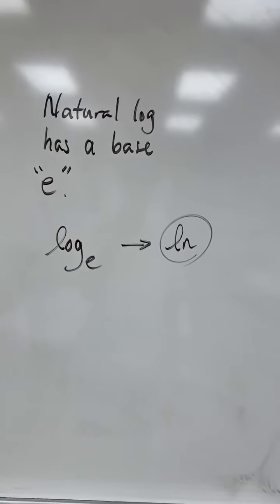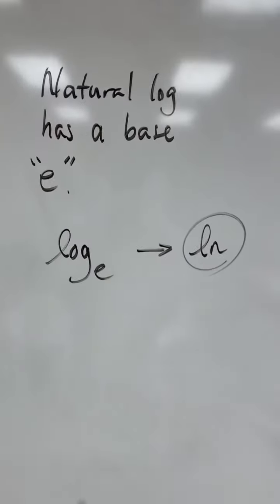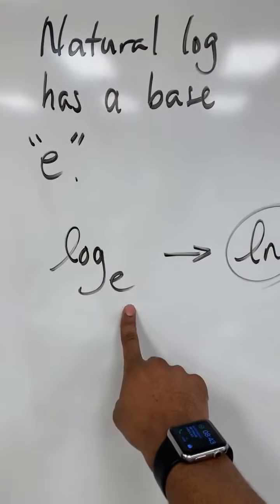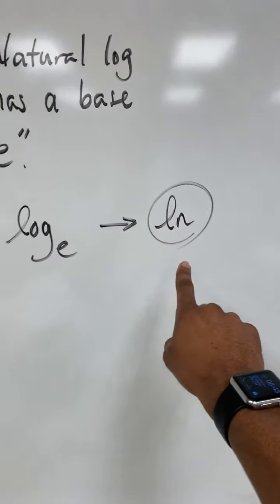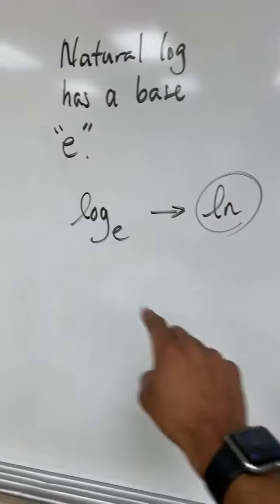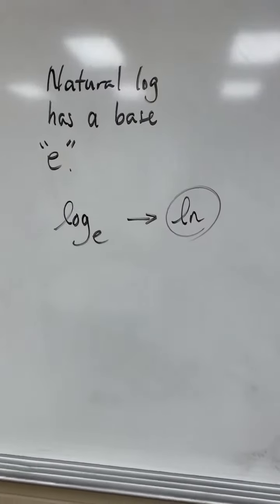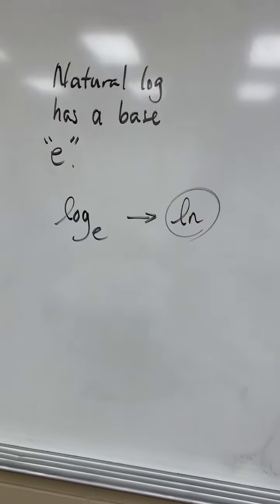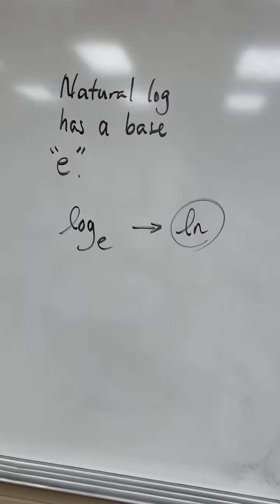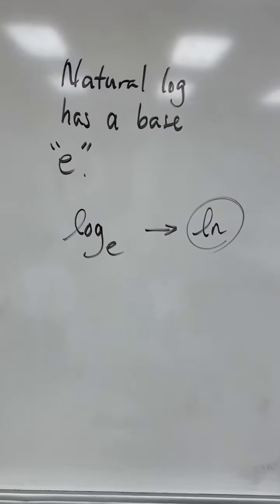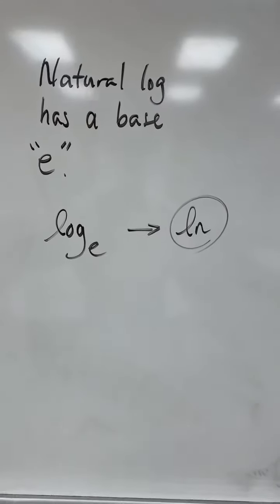A natural log has a base e. So a log with a base e is written ln. So when you see ln, this is what it actually means, log with a base e. And I can get into what e is, but that's a whole other few minutes of explanation. Just know e is a number just like pi is a number.